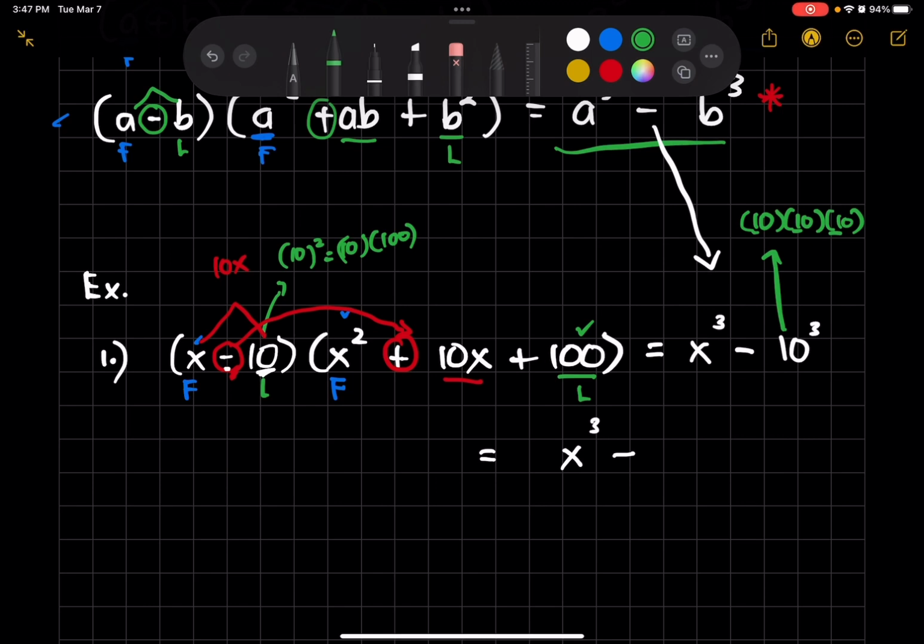And then, count all the zeros. So, the zero here, how many zeros do we have? So, we have 3 zeros. So, yun yung sagot nun. Lalagay mo lang siya. So, the answer there, 10 cubed or 10 times 10 times 10, that is 1,000. So, the answer here is 1,000. Yan. The final answer now is x cubed minus 1,000.